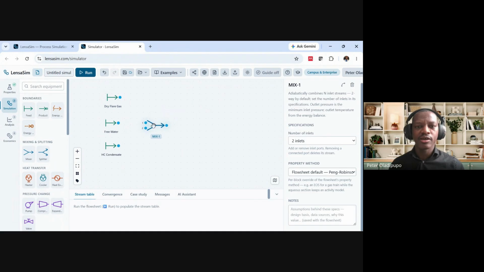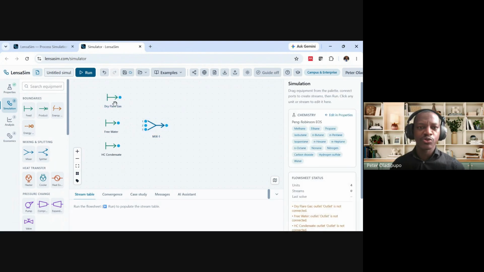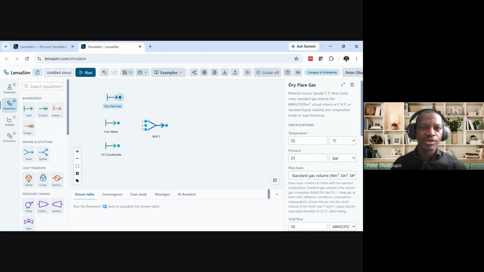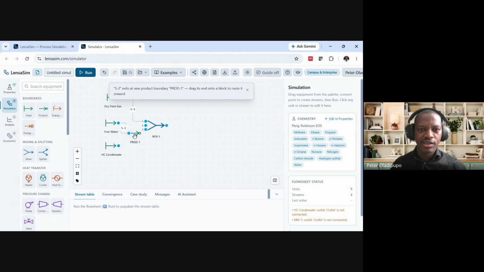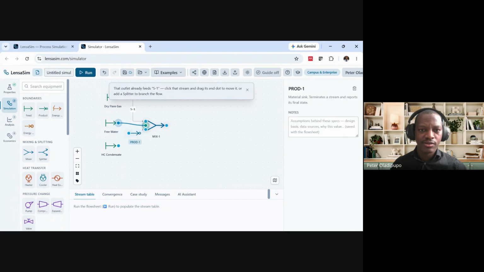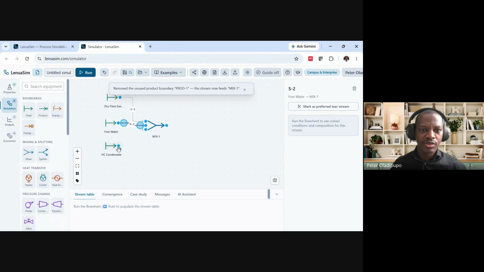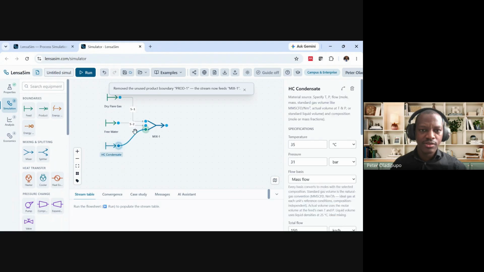All right. Now the mixer, as you see, that's 2 inlets, but you can always adjust it here. Click on the mixer. That's because we have 3 inlets, right? Flare gas. So what you have to do is place your cursor here and just drag it. It's very easy to do. I'm going to retract this. Second stream. Yeah. This goes to the third one.